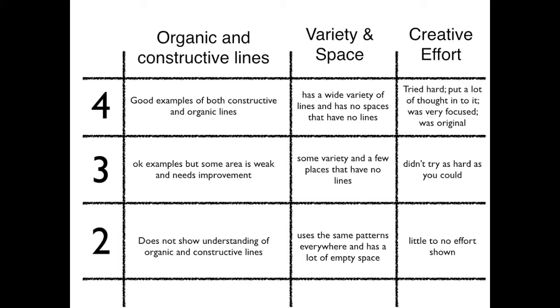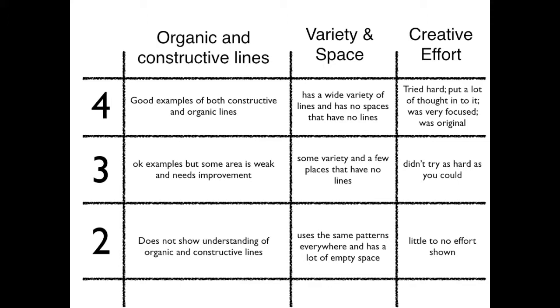If you have some variety and maybe a few places that have no lines, then you might get a 3. Just some areas that maybe could have filled, or maybe you have a little bit of a variety, but you could have had a lot more, then that would be a 3. But if you use a lot of the same patterns everywhere and there's a lot of empty space, that's going to be a 2.